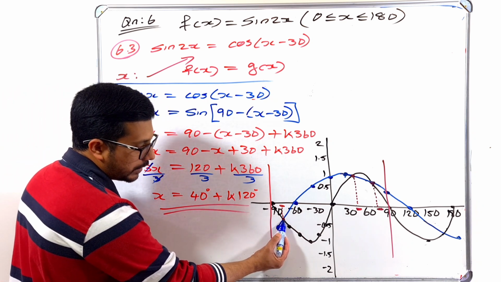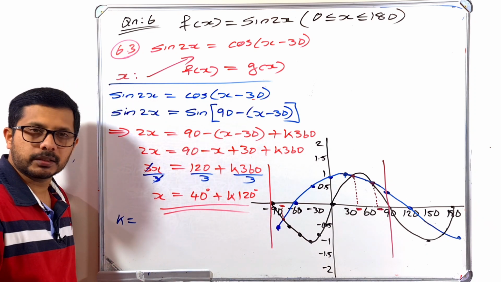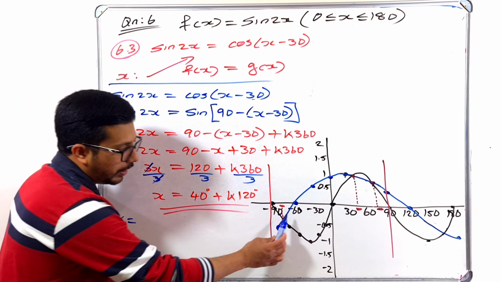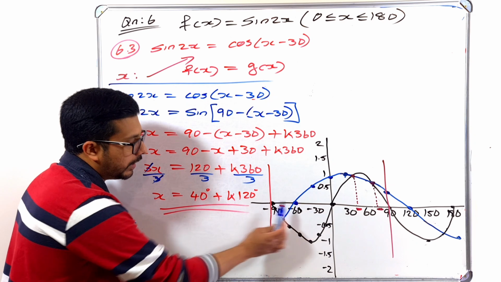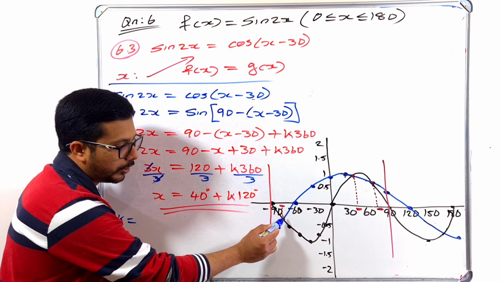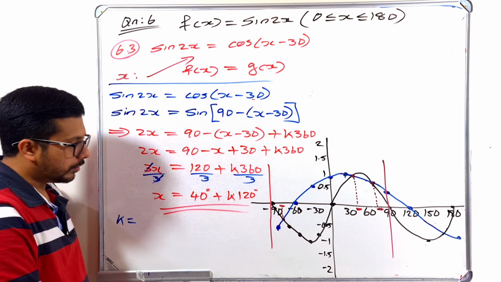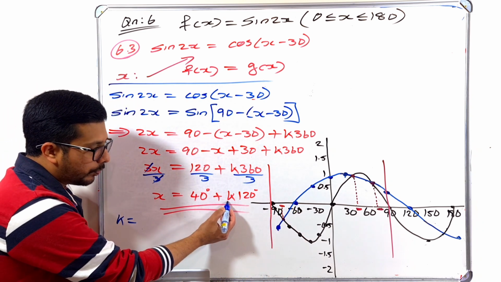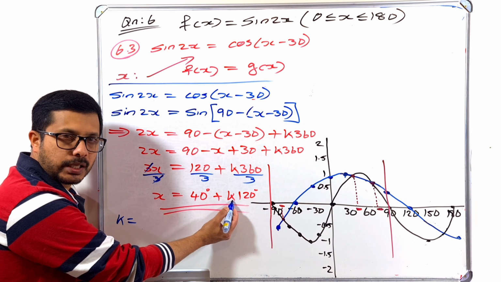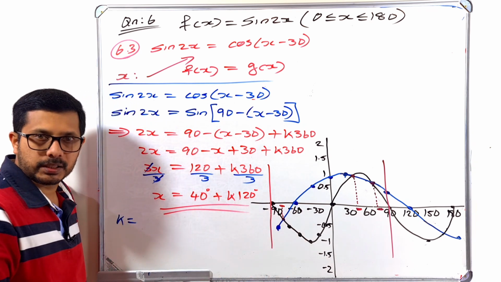We want an answer between minus 60 and minus 90. The intersecting point lies between minus 60 and minus 90. So now I'm thinking, what value must I substitute for this k, so that I will get a value between minus 60 and minus 90.